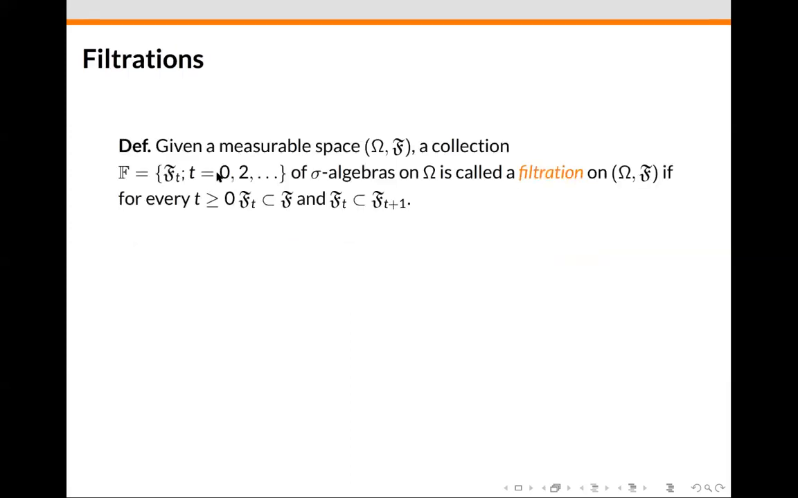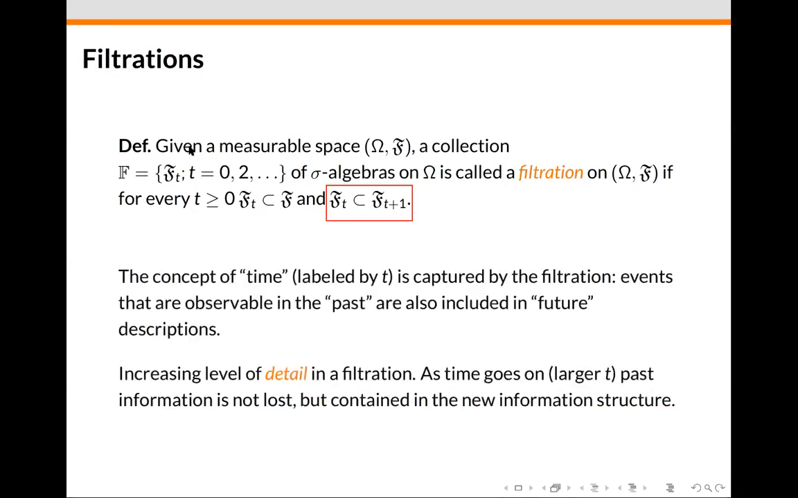Given a measurable space, a collection of sigma algebras on omega is called a filtration if it is a collection of non-decreasing sigma algebras. So what we have here is that all of the events that are contained in the sigma algebra Ft are also going to be contained in the sigma algebra Ft+1. So in terms of information, all the information that we have in the past is going to be appearing again in the future. So that's why the concept of time labeled by T is captured by the concept of a filtration. The events that are observable in the past are also included for the future descriptions.